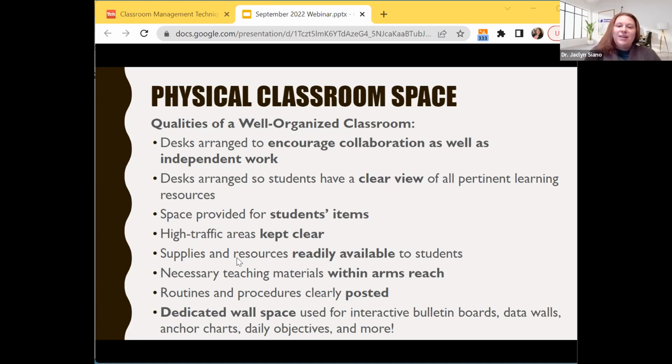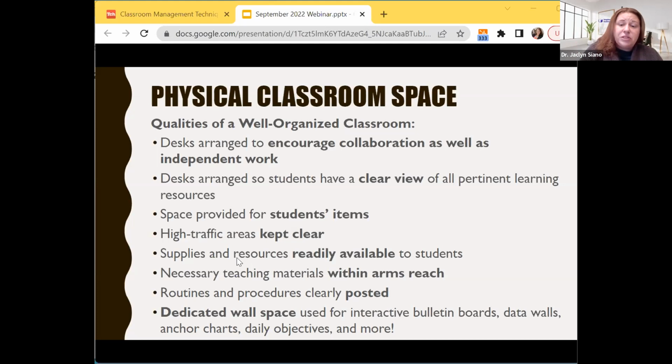Which leads to the next one: high traffic areas are kept clear. So anything we can do to make sure there are clear paths to those supplies and resources that we should have readily available to students. So that might be a desk at the front of your room that has extra pens and pencils. My desk in the front of the room had Spanish-English dictionaries, Creole-English dictionaries for my ELL students. It might be your tissues, your hand sanitizer, but the things that students are going to need are readily available and the students can get there without falling over things, and more importantly, without disrupting the entire class.